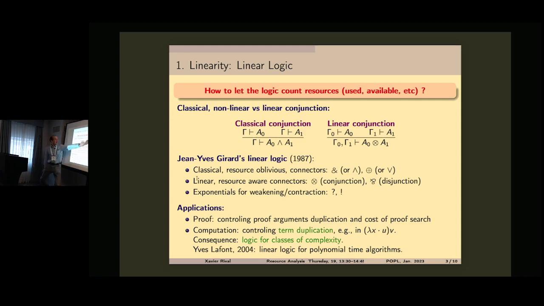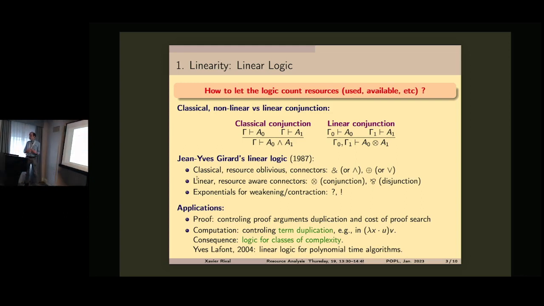Others are linear, and there are a few operators called exponentials that control weakening and also contraction, okay? So what are the applications of that? Why are we talking about this? Well, first, if you look into proof theory, controlling when you can duplicate proof arguments like that has big implications on proof search and on the cost of proof search. Okay, so this is the first point where resource is showing up.